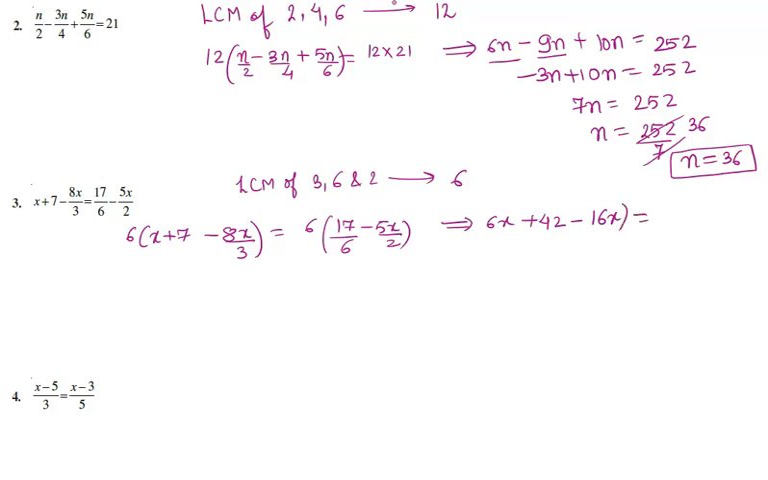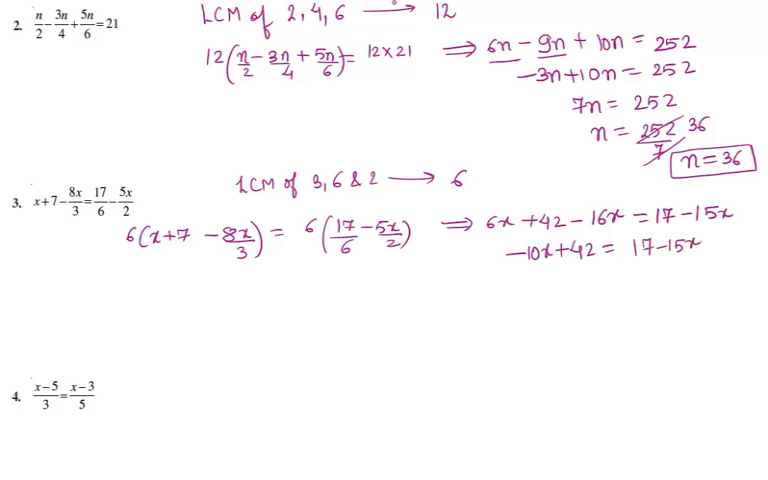So on the right you will get 17 minus 15x. Each of the terms gets multiplied with the 6 and you get the above things. I'll just erase this parenthesis. By mistake it has been put. Now let us solve: 6x minus 16x would be minus 10x plus 42. On the right you have 17 minus 15x.